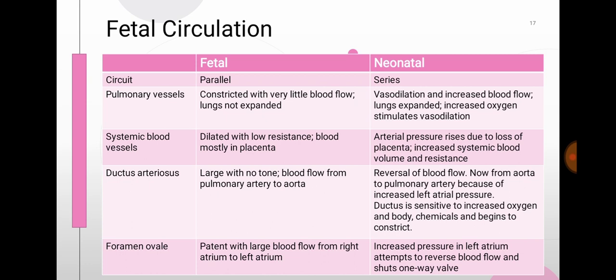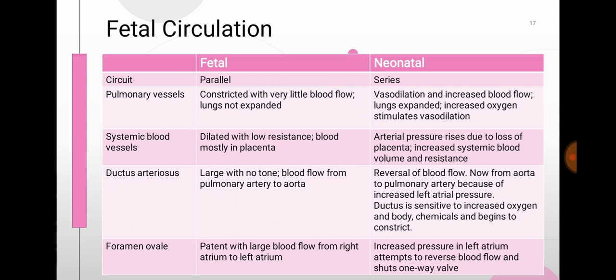It provides the mixing of your oxygenated and deoxygenated blood. During fetal life, this is patent, so it has no tone, and blood flows freely from your pulmonary artery to the aorta, between the pulmonary artery and the aorta. On the other hand, with the exposure to oxygen at the child's first breath, there's reversal of flow, now from the aorta to the pulmonary artery, because there's increased left atrial pressure.